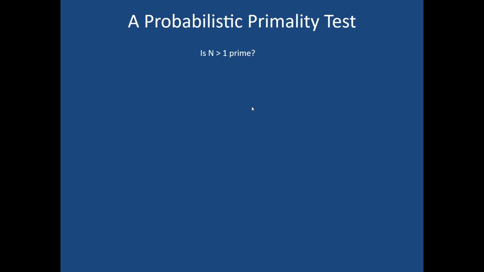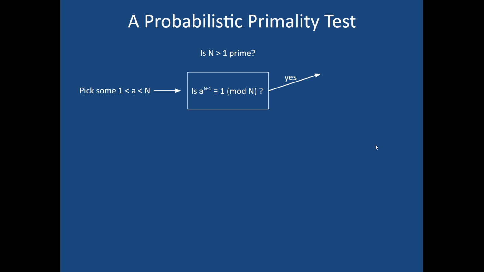We've got some number n, and we're trying to decide if it's prime. So the first thing we do is pick some a in the interval between 1 and n. No point in picking 1 because we know 1 to any power is going to be 1. It's not a useful thing to pick. So we pick an a. We ask, is a to the n minus 1 power the same as 1, working mod n? And the answer is either yes or no.